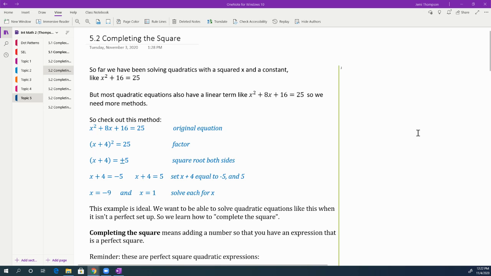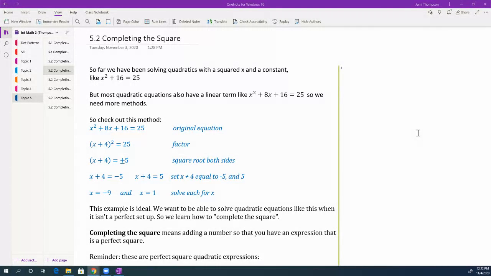Hello and welcome. These are the notes for 5.2, completing the square. We're going to talk about perfect squares today, and if that's something you maybe haven't brushed up on in a while, then you may want to watch a video on factoring perfect squares and some shortcuts there. That's really going to be helpful today as we move forward.